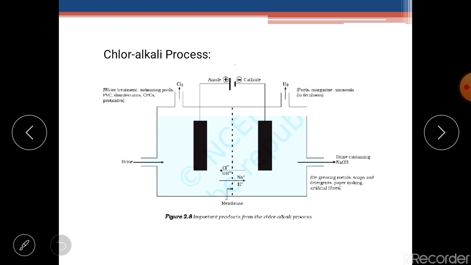Next thing, hydrogen gas. Hydrogen is the cleanest fuel. When it burns, it gives a high amount of heat with no pollutant. So that's why hydrogen is used as fuel. It is used for preparation of ammonia, and this ammonia is used for preparation of fertilizer. In this way, hydrogen is very useful for us.